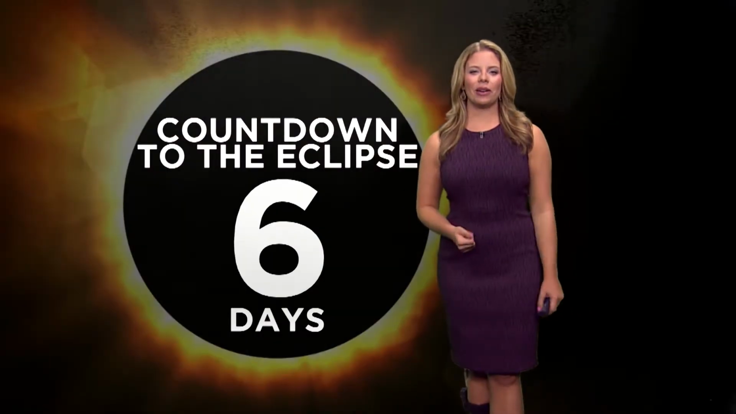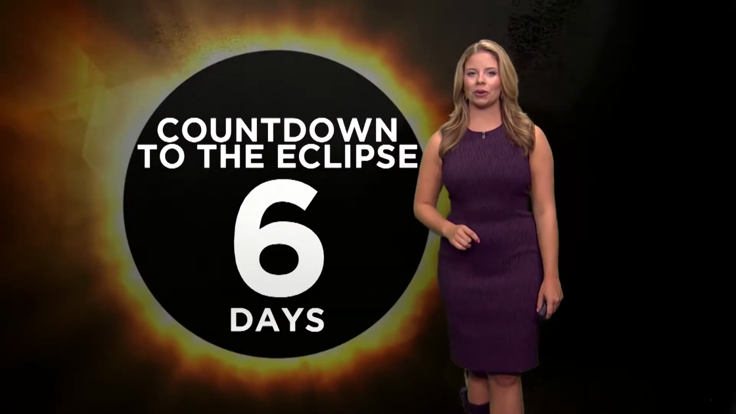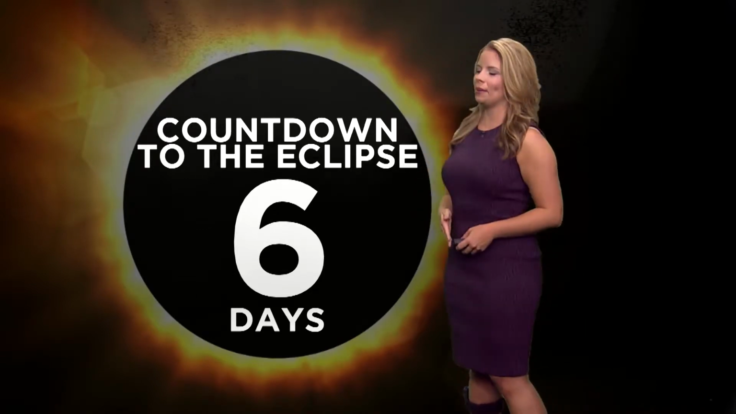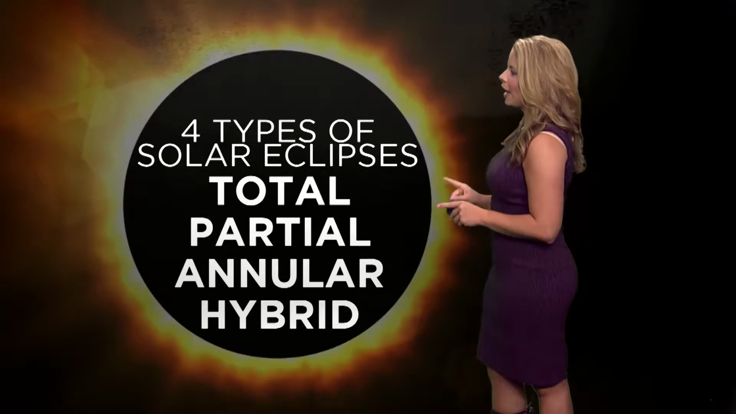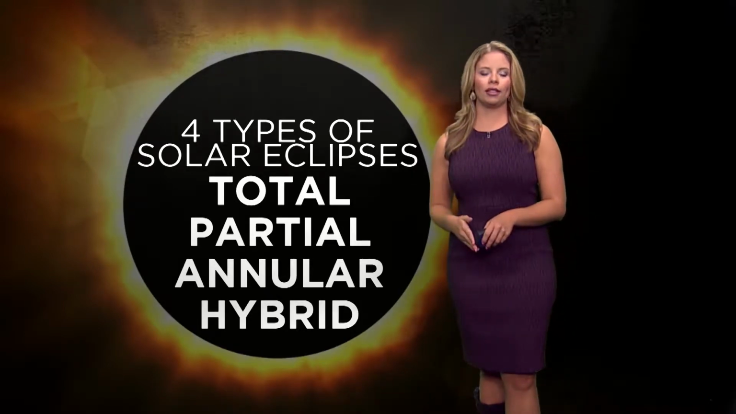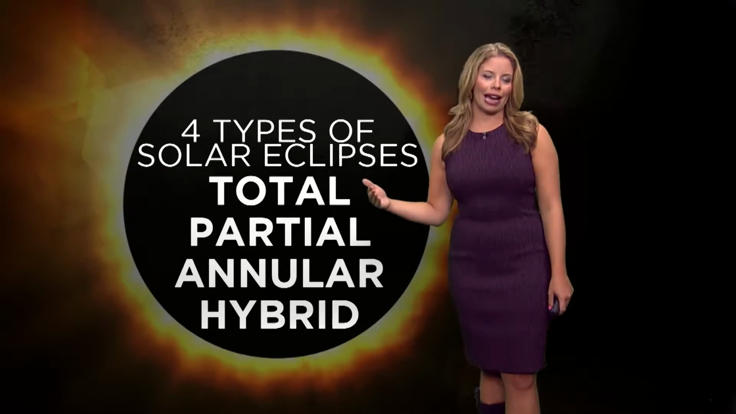Hi again, everybody. We are now just 6 days away from that total solar eclipse, and yesterday I broke down the difference between a lunar and a solar eclipse, and today I'll be talking about the different types of solar eclipses. Now you can see a total or a partial eclipse, but there's also an annular and a hybrid eclipse.